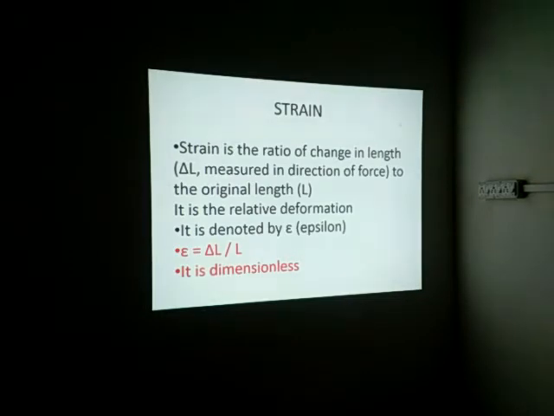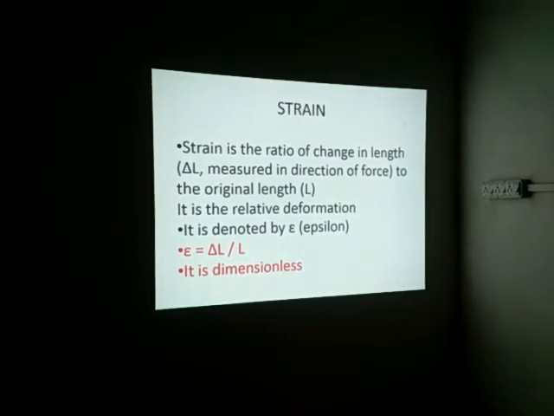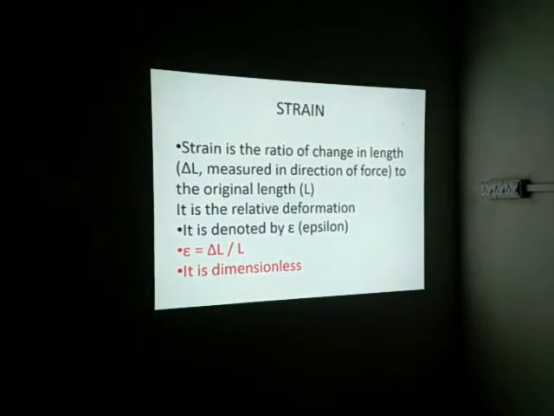So if delta L is the change in length and capital L is the original length of the member, then the ratio delta L by L is the value of a strain, which is a relative deformation, and it is denoted by epsilon. As you see here, this is the ratio of two length parameters, so it is dimensionless also.